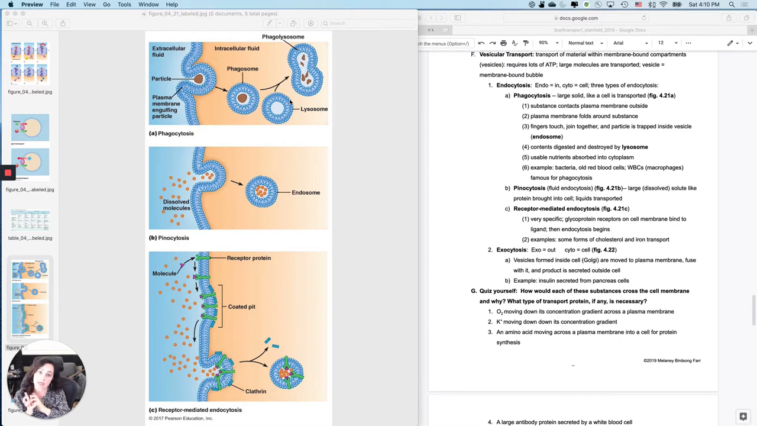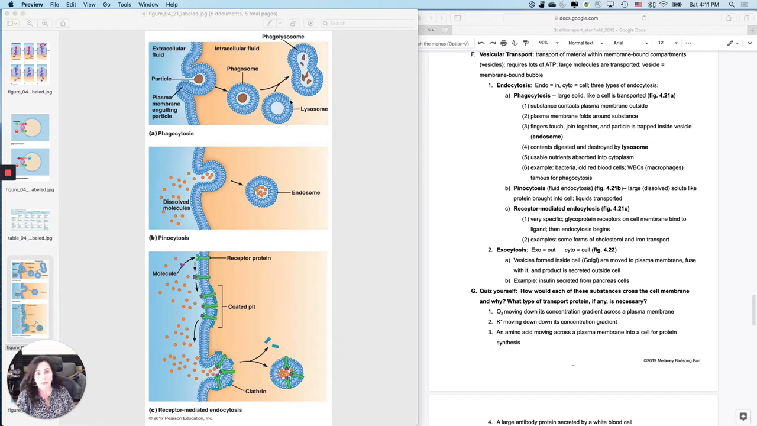So if I were trying to get something to go against its concentration gradient, I could either pump it directly, primary active transport, or I could hitchhike, secondary active transport. So let's use the example that we talked about last time. If I were trying to get glucose to go against its concentration gradient, I could pump it directly using, let's say, 1 ATP per glucose molecule, and then it would cost me 3 ATPs to move 3 glucose molecules. That would be primary active transport.